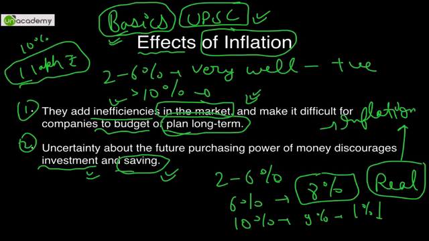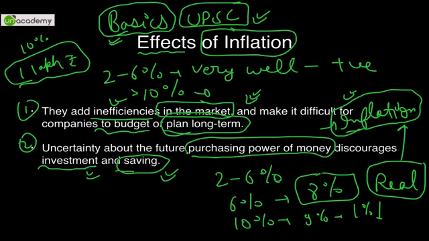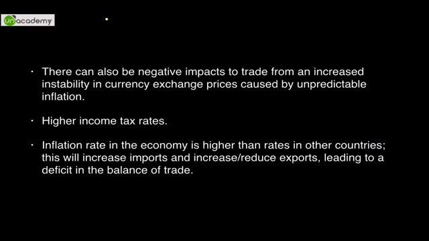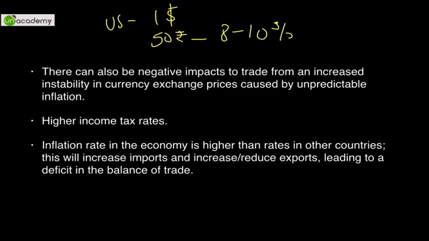Whenever the term real GDP or real interest rate is used, it basically denotes inflation adjusted GDP growth or inflation adjusted interest rate. Since you have a lot of uncertainty about the purchasing power of money, you will be discouraged from investment and savings. See what happens in the case of, let's say, the US has $1 and in India the same dollar is 50 rupees. But because our inflation is going at a very high rate of, let's say, 8 to 10%, this rupee will erode its value.